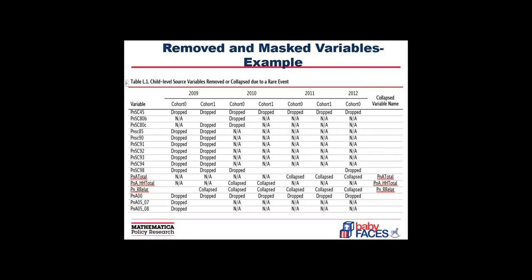Dropped refers to variables that have been removed from the data file due to a rare event. NA means non-applicable and refers to variables that do not exist in that year and cohort of data. And collapsed refers to variables that have been grouped into larger categories, capped, or combined with one or more variables forming an other variable. The collapsed variable name column shows the name of the variable after being collapsed. This will be the same name as the original variable unless the original variable was combined with one or more variables to create a new other variable.